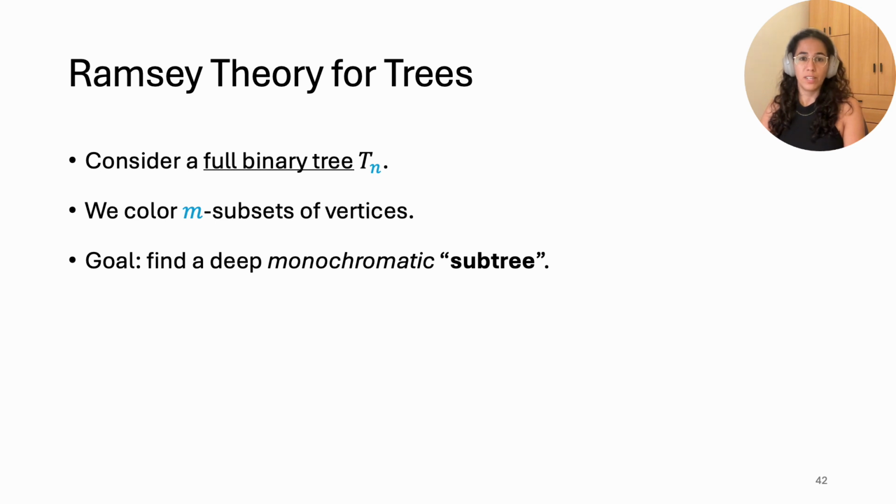So now, instead of considering the full graph over n vertices, we consider the full binary tree of depth n, denoted T_n, and we color subsets of vertices of size m. The goal is to find a deep monochromatic subtree. But first, we need to understand what a subtree is.